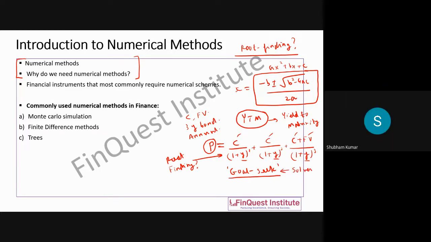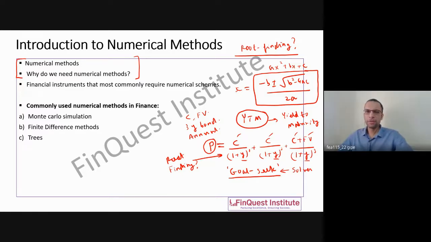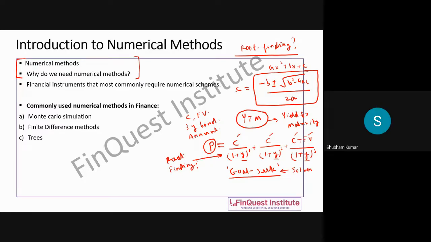No, sir, we have not used this. Okay, okay. So you have used the Excel solver, but not this goal seek.